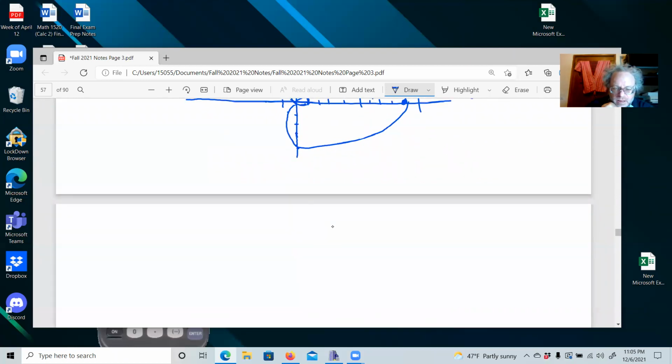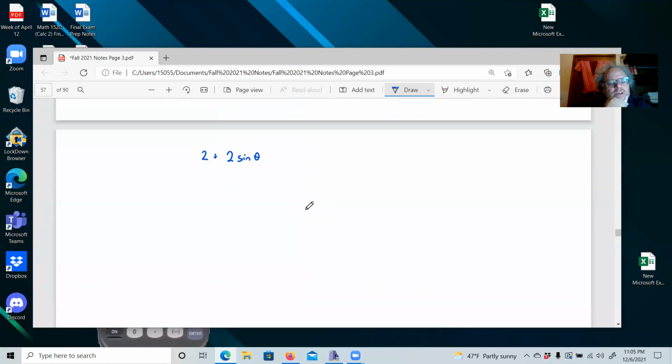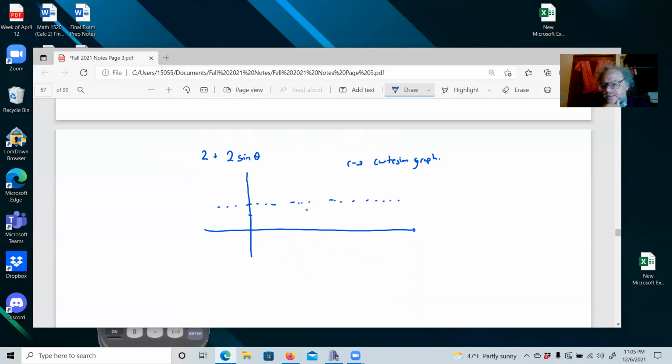Let's do 2 plus 2 sine theta. Okay, all right, so 2 plus 2 sine theta. So again, we're going to come up with a Cartesian coordinate system. Here's my r theta Cartesian graph. All right, and we're going to have a little baseline here at y equals 2, because again, it's just a sine, and then we've got a vertical shift there. So the sine's just going to dance around our y equals 2 line here.